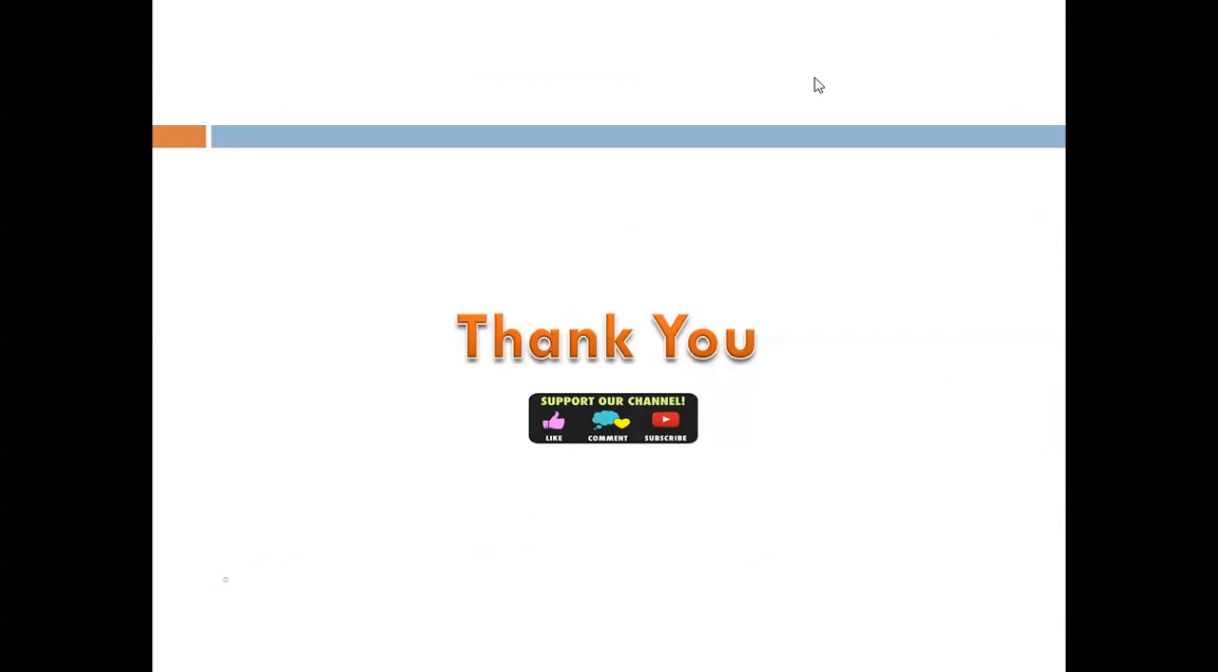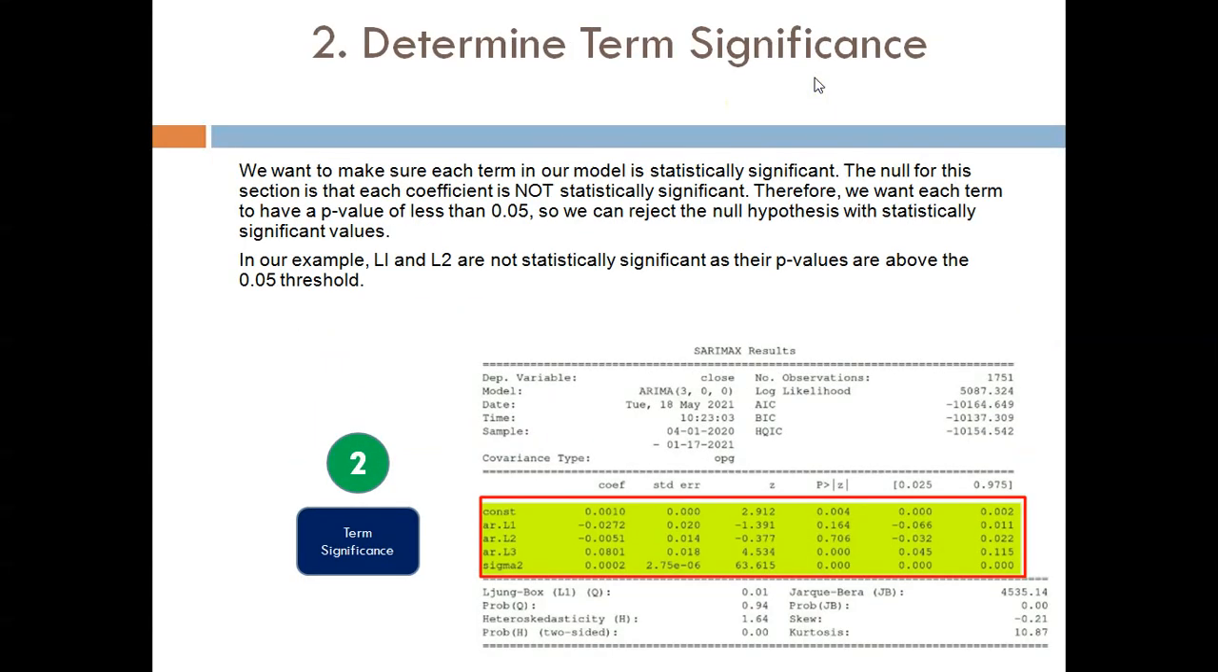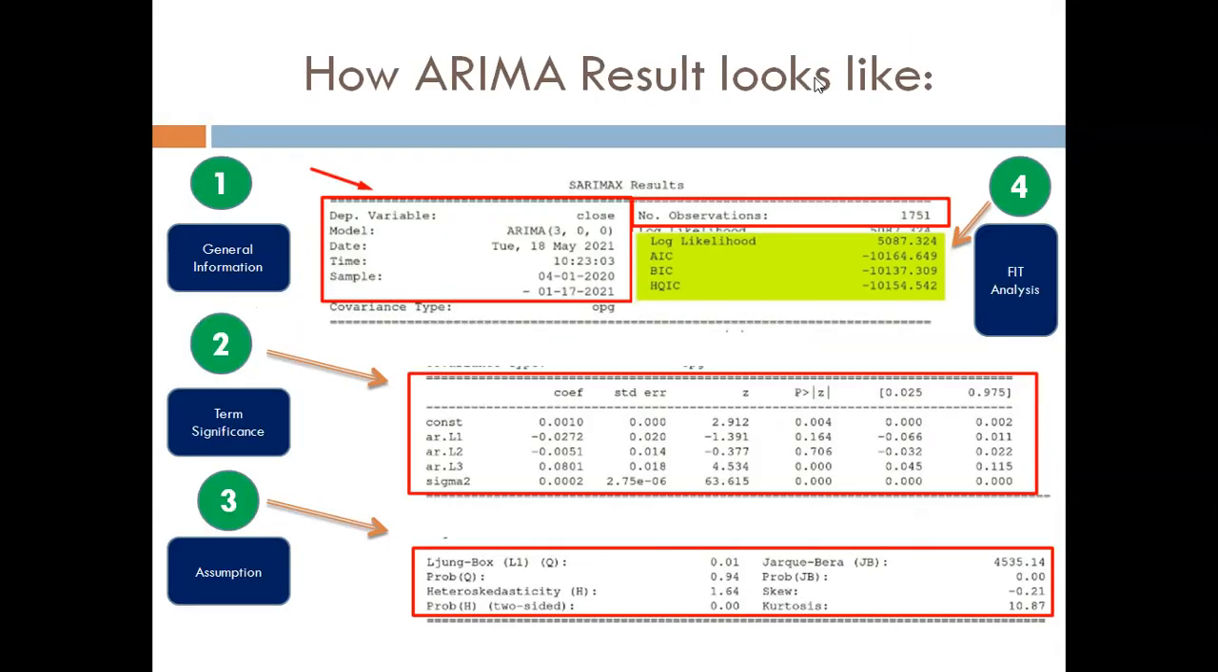So hopefully you can see we have now analyzed all four things, and how our model should be explained. First, general information, second, term significance, third, assumptions, and fourth, fit analysis. After that, only then can we decide whether we should move forward or not. Otherwise, we will improve our model first. Hopefully, this will help you understand the ARIMA model.